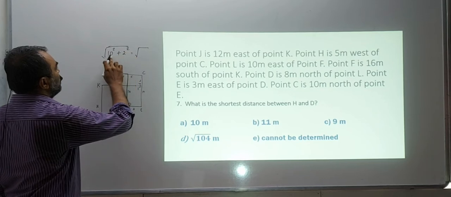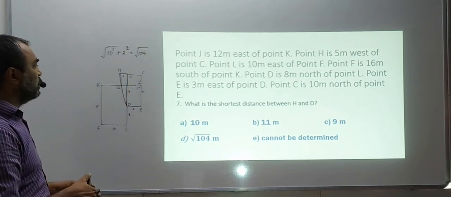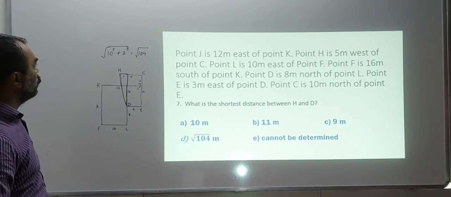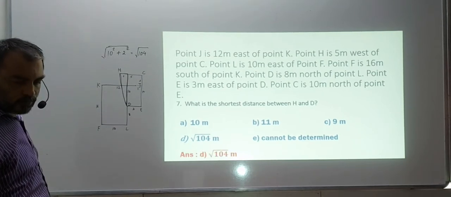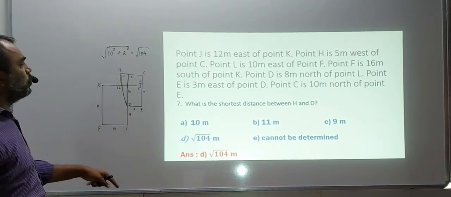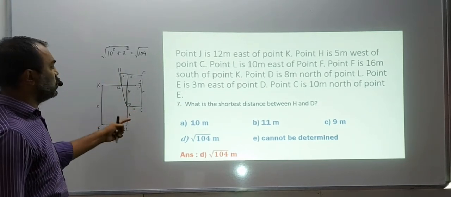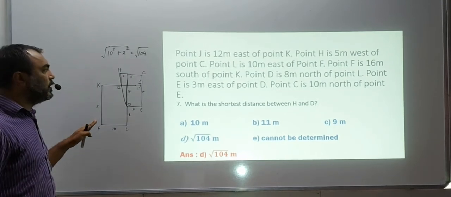So 10 square is 100 plus 4. So we should get under root 104 meter. That should be our answer, right? From the figure, if you have noticed it, this should be our answer. So the answer is root 104 meter. The shortest distance means what? That is the displacement. Shortest distance between H and D, and this is the answer.